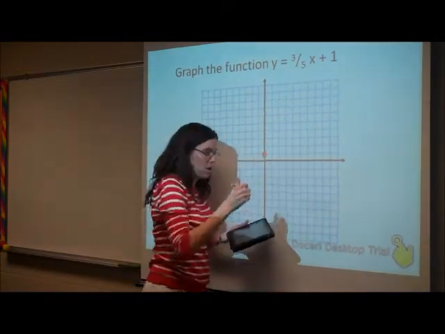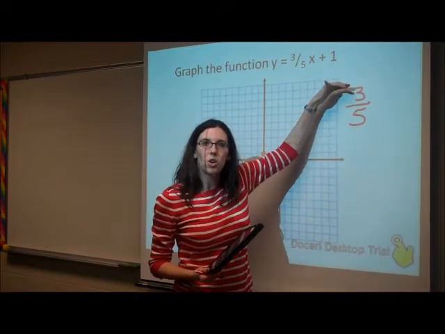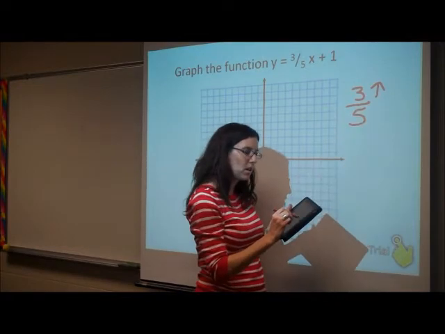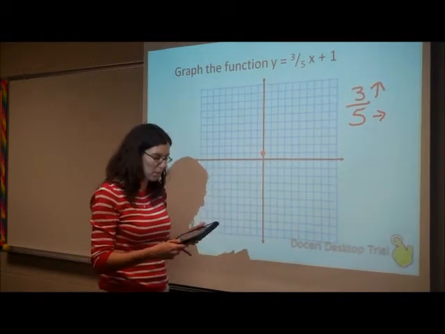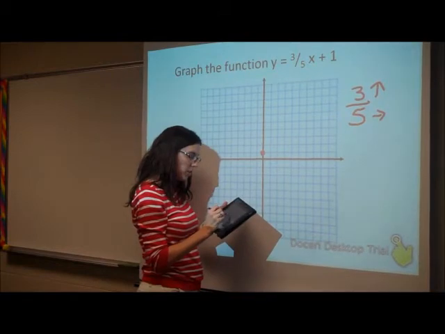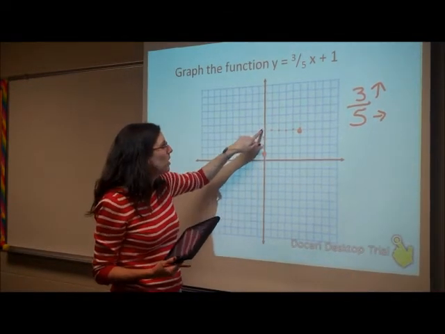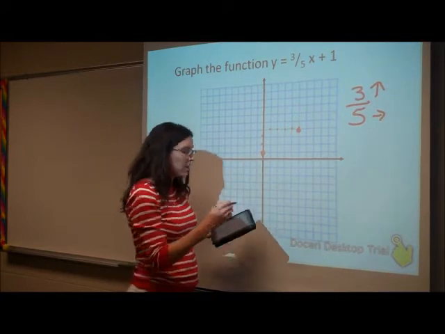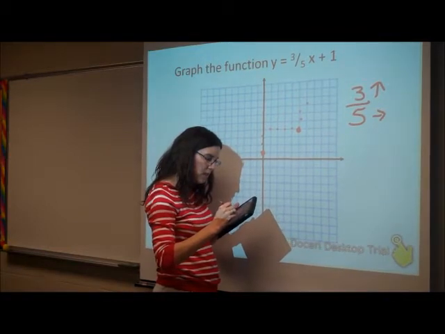Now, our slope is 3/5. So remember, slope is rise over run, the vertical change over the horizontal. That means I want to go up 3 and to the right 5 to get to my next point. You want to start with this y-intercept. From this y-intercept, I'm going to go up 3, then to the right 5, 1, 2, 3, 4, 5, and there will be my next point, okay? So 3/5, up 3 over 5, because up is positive, to the right is positive. I can go up 3 over 5 again, and there will be my next point.